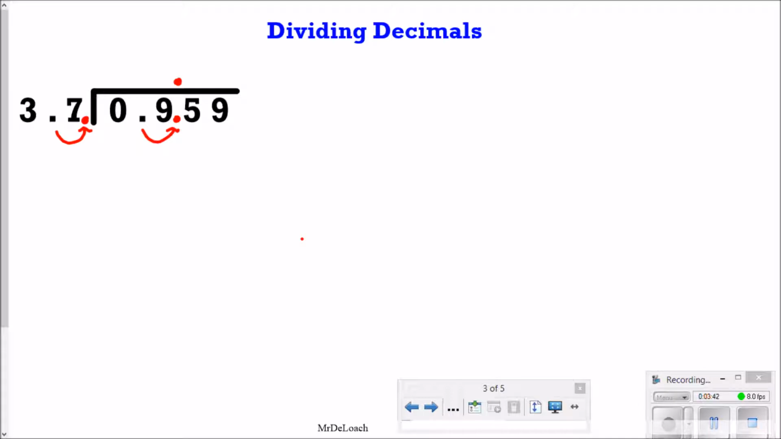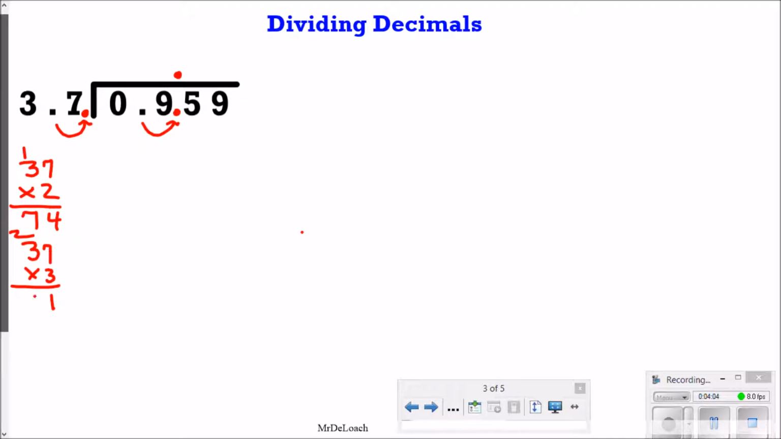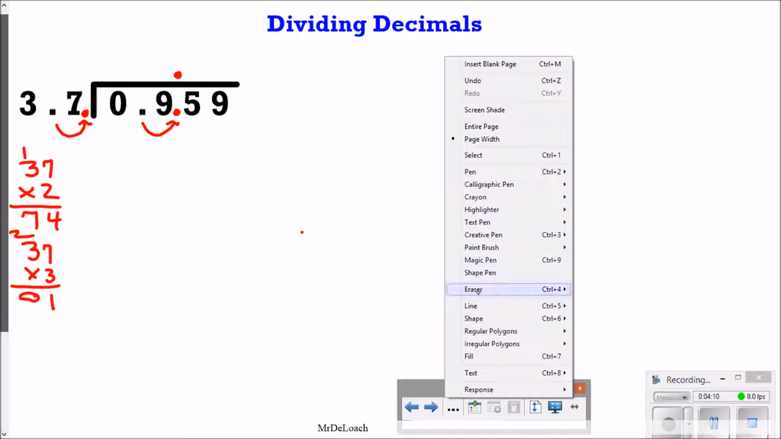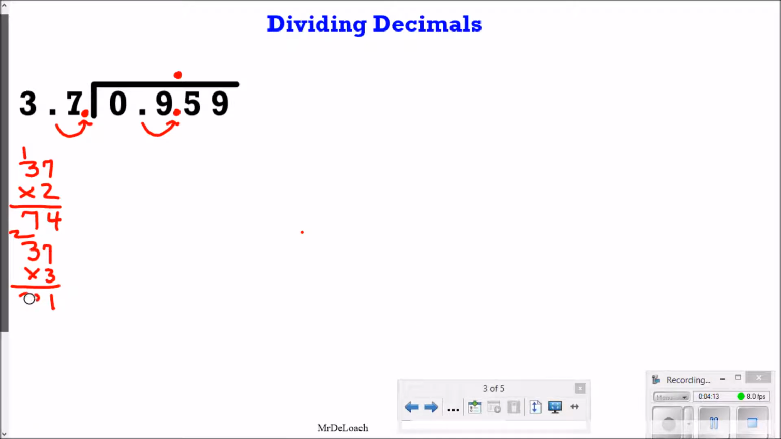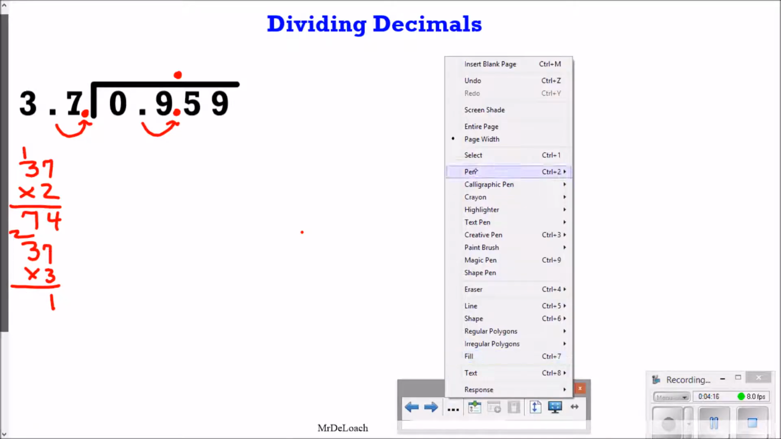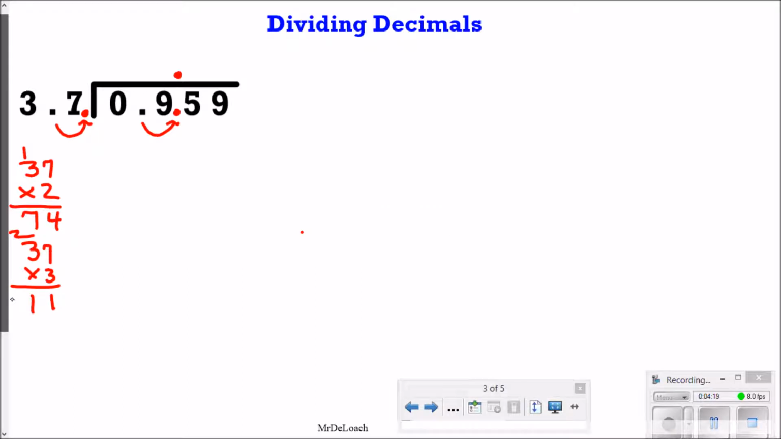37 goes into 95. I like to do the guess and check process with my students. I'm going to say 37 times 2. So off to the side, I can just check and see if that works out. 37 times 2 is 74. Just to be on the safe side, I'm going to do 37 times 3 to make sure. And I should end up with 111. So therefore, I know I have exceeded that 95 limit. So 2 is going to be the first digit in our quotient.